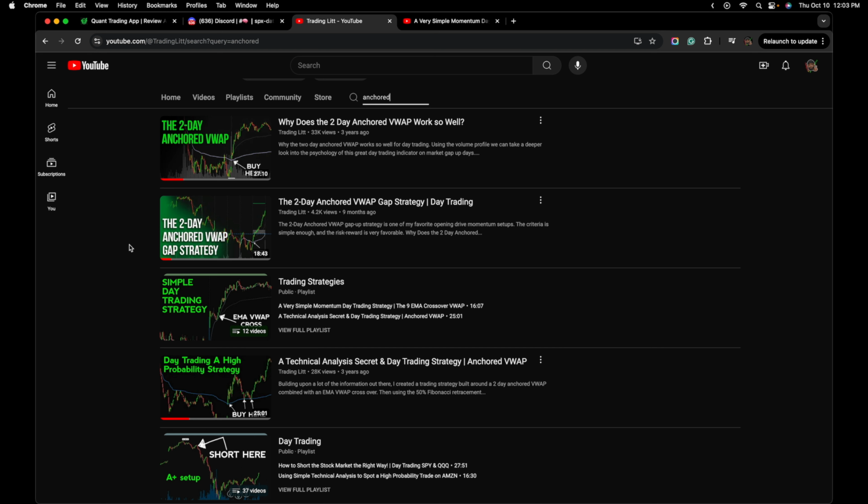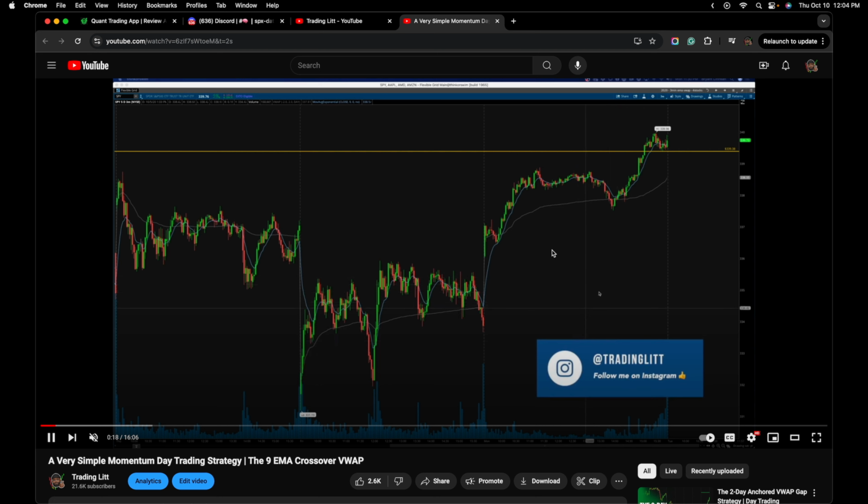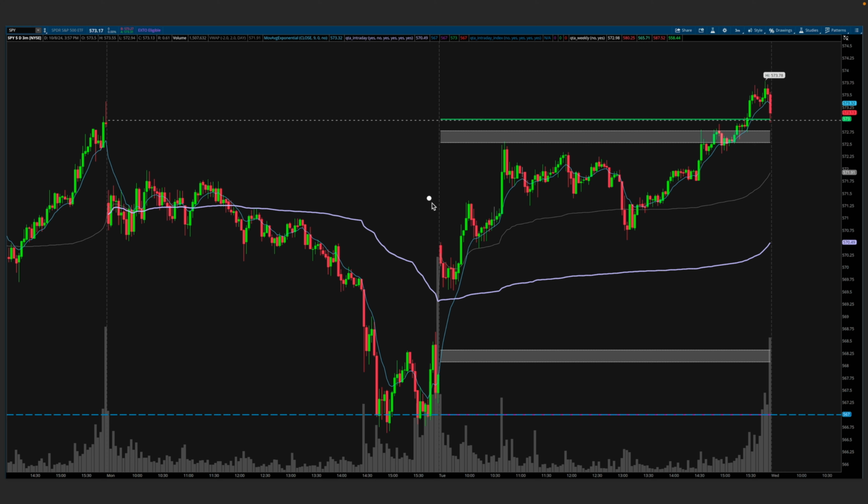An early example of this setup dates back to 2020. This is a gap up. This is the 9 EMA VWAP crossover. And this, I believe, was the first time in which I demonstrated that particular strategy on the YouTube channel. There may be a dozen other examples of this exact same setup. It happens almost identical every single time.